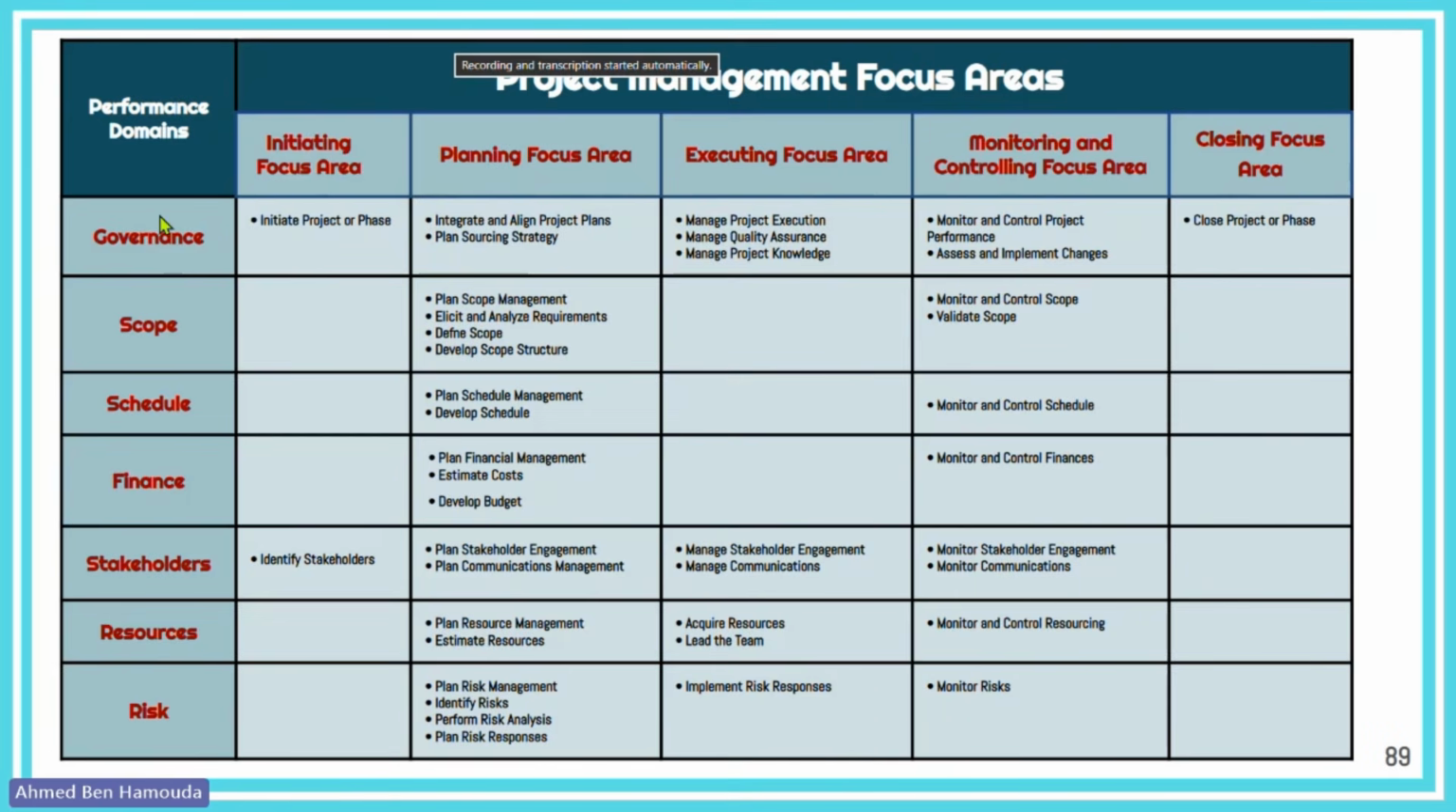Now in PMBOK 6 and 5 and 4 and 3, this used to be called integration management. But now it's called governance. And by the way, we are going to talk about governance a lot in the next session, number 3, because governance, whether organizational governance or project governance, is quite important to ensure project success.